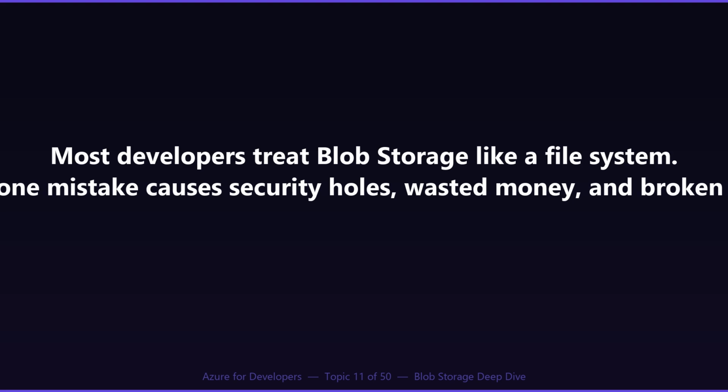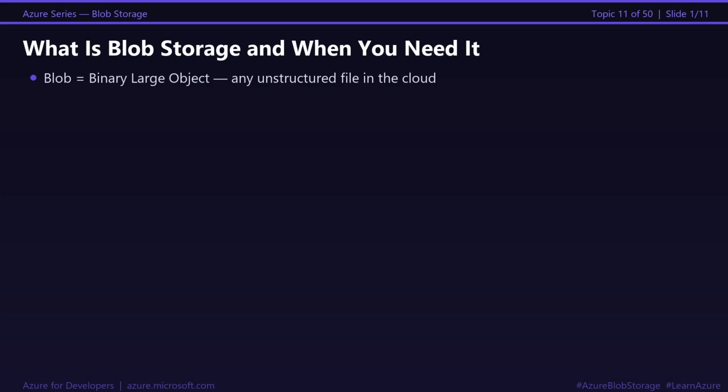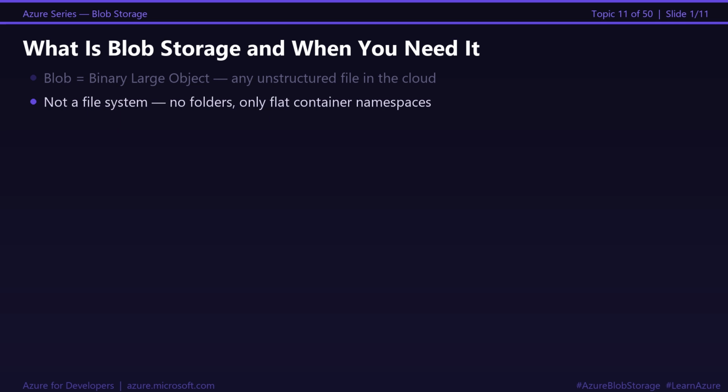Let me correct a mistake most developers make on day one. Blob Storage is not a cloud file system. There are no folders, no file system hierarchy, no path-based navigation the way you think of it on a local disk. There are containers, flat namespaces, and inside them are blobs with names that can contain forward slashes to simulate folder paths. The forward slash in a blob name is just a character, not a real directory separator.